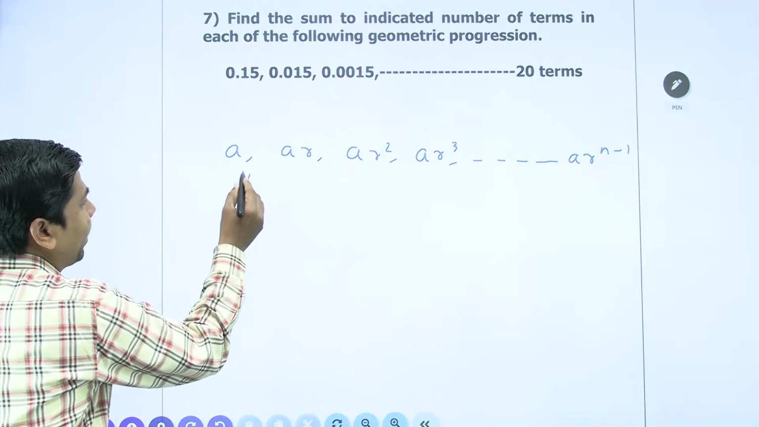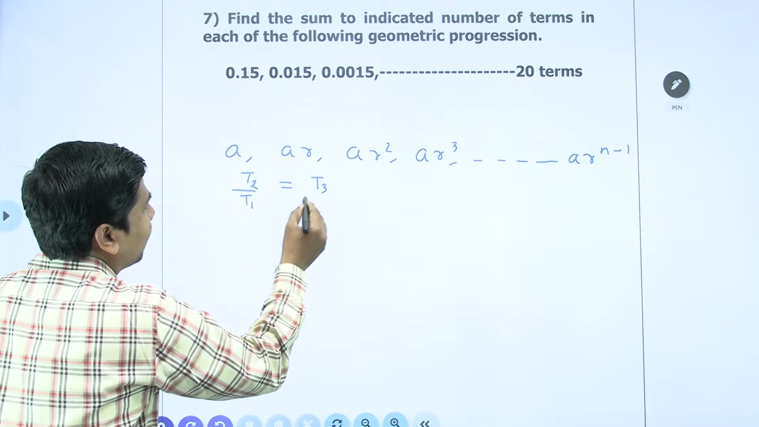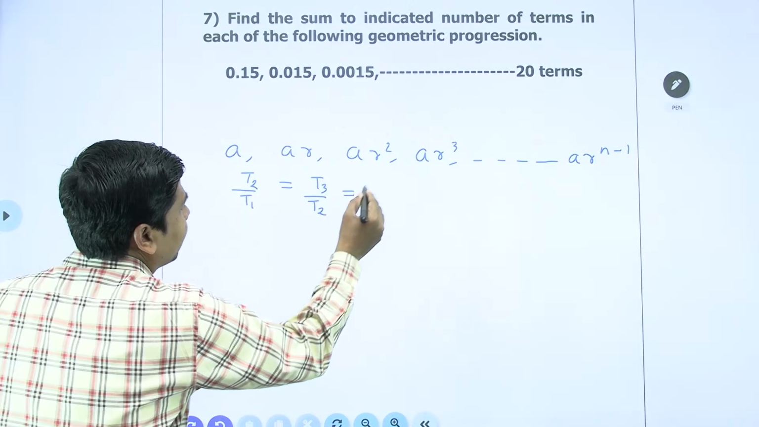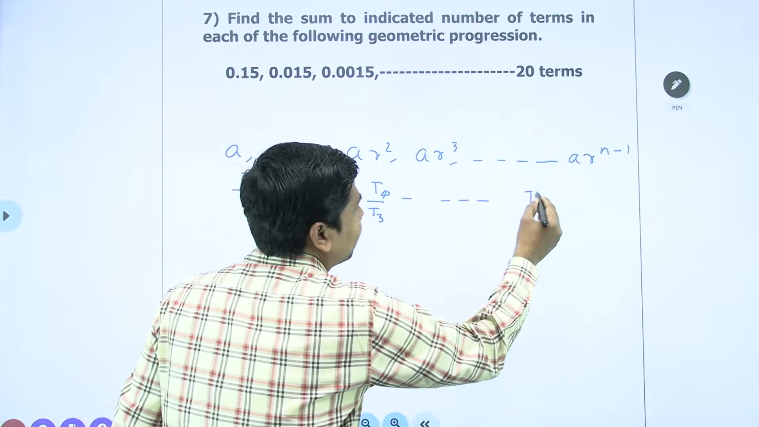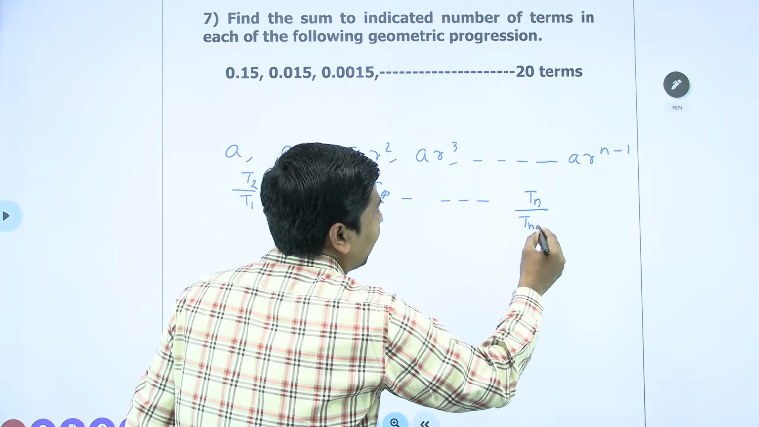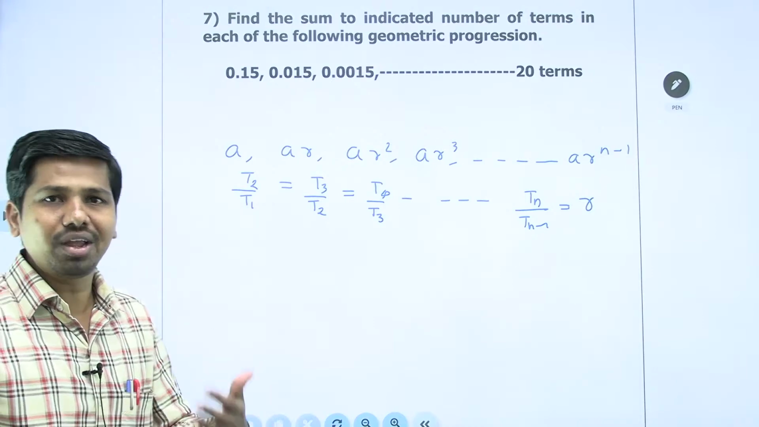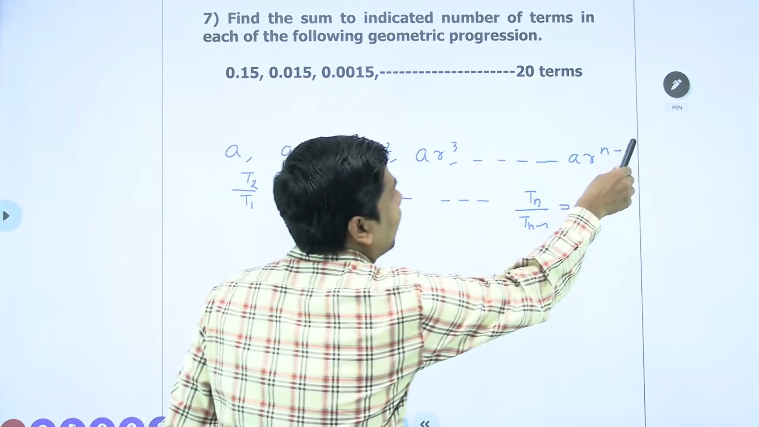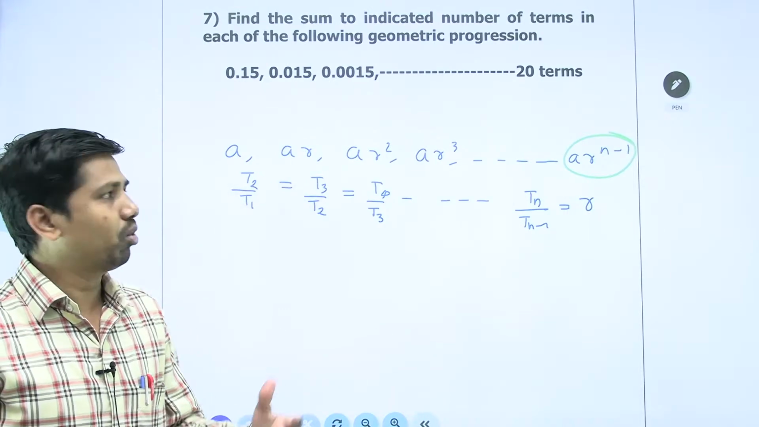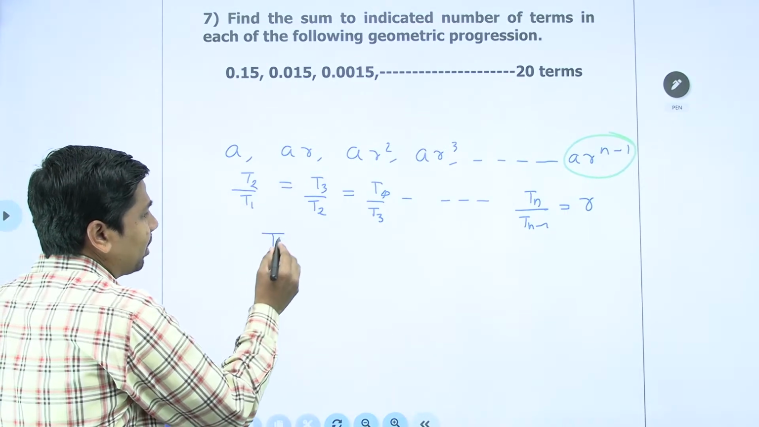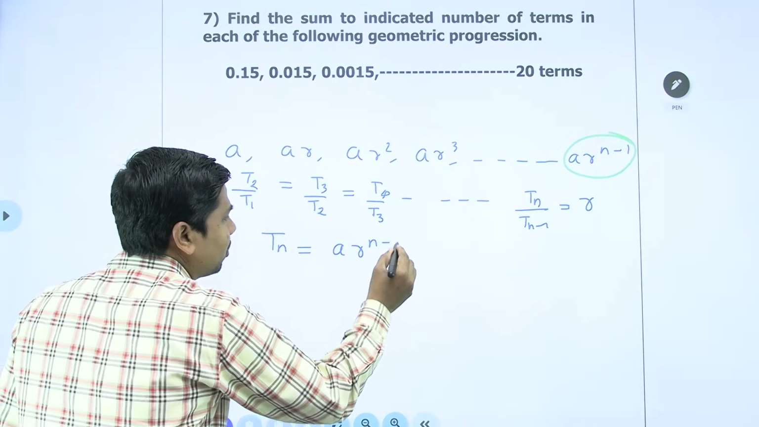The ratio of its term and its preceding term is constant. That is, T2 by T1 is the same as T3 by T2 is the same as T4 by T3, the same as Tn by Tn minus 1. That common term is said to be the common ratio, given by R. And AR raised to n minus 1 is called the nth term of a geometric progression. The nth term is denoted by Tn. Tn is equal to AR raised to n minus 1.